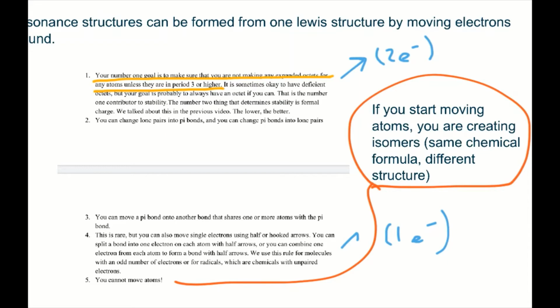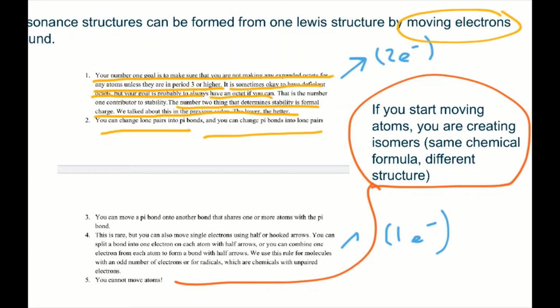So let's read on. It is sometimes okay to have deficient octets, but your goal is to always have an octet if you can. That is the number 1 contributor to stability. Now, the number 2 thing that determines stability is formal charge. We talked about this in the previous video. The lower the formal charge, the better. Now, step 2 states that you can change lone pairs into pi bonds, and you can change pi bonds into lone pairs. Or in other words, you're just changing the location of the electrons or moving them.